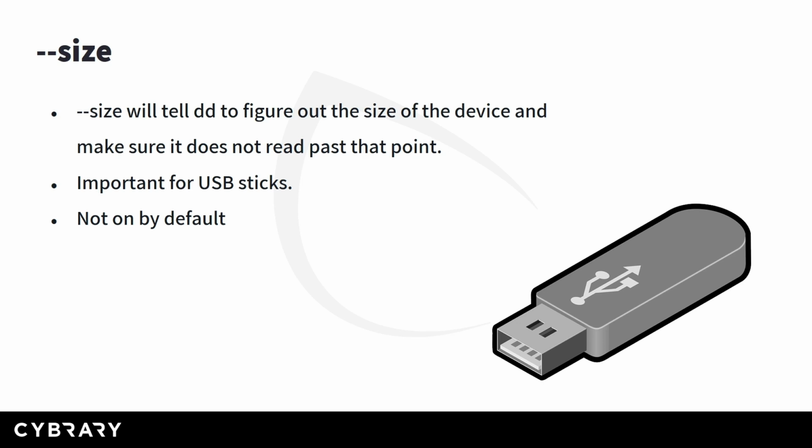Windows, however, does not always do this. So size will tell DD to figure out the size of the device and make sure it does not read past that point. This is important for USB sticks, which stop working if you read past the end of them. This is not on by default, because getting the correct size of the device is not always possible. Some devices also keep returning fake data past the end of the device without returning a suitable error code.